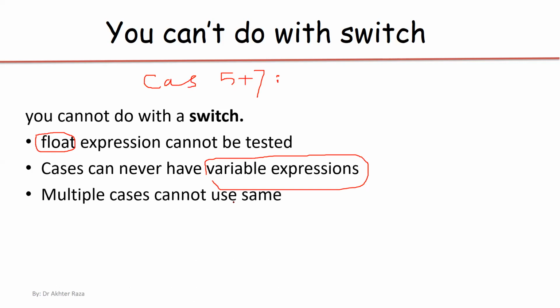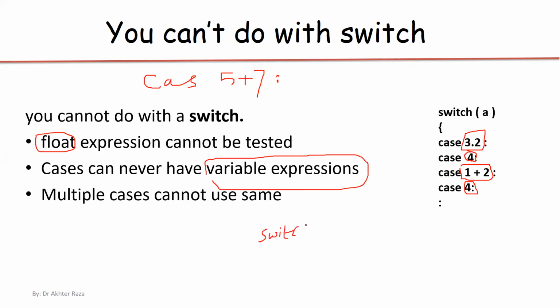Multiple cases cannot use the same value, like 3.2 is a float, so you cannot use a float here. 4 is not allowed. Once you have 4, then again we have 4, so this is not valid. And the second thing is, expression is not allowed. I can write the expression here. I can use the switch like this: switch 2 times a. This is valid. Here I can use an expression.